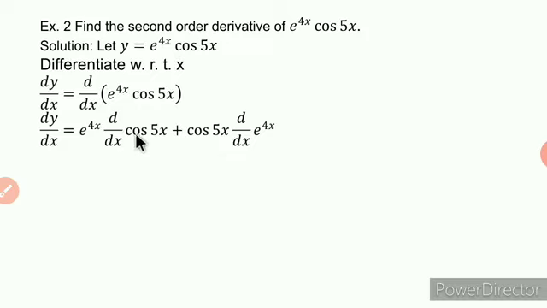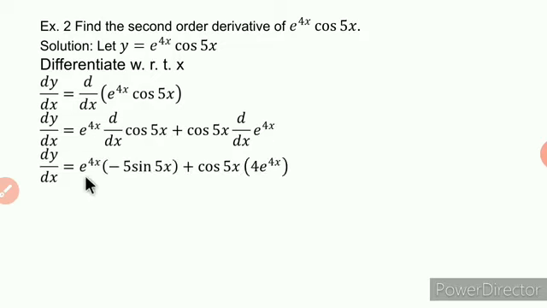Now since the derivative of cos 5x is minus sin 5x into the derivative of 5x, the derivative of this term is minus 5 sin 5x. And the derivative of e raised to 4x is 4 times e raised to 4x. So we get dy by dx is equal to e raised to 4x multiplied by minus 5 sin 5x plus cos 5x multiplied by 4 e raised to 4x.